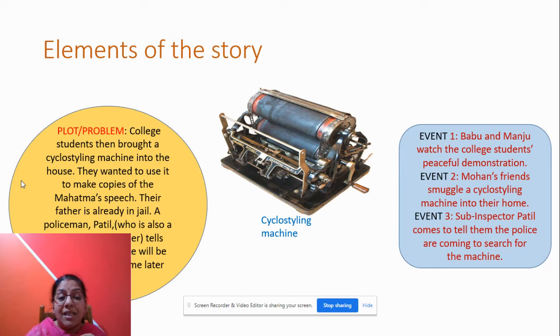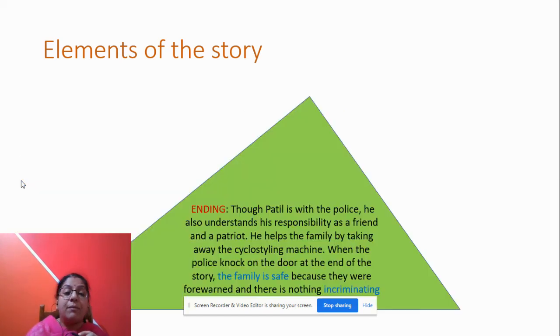So these are the events. Problems happened. So the first event was Babu and Manju watched the college students' procession, a peaceful procession. Later, what happened? Mohan's friend got a cyclostyling machine home. And event three, the police inspector, Mr. Patil, had come home to take the cyclostyling machine from their home.